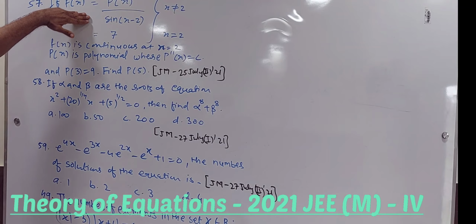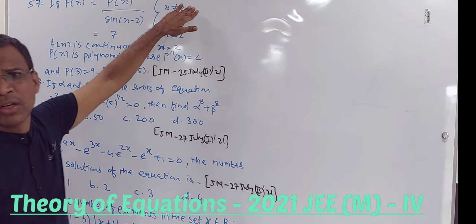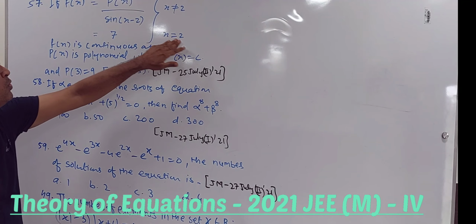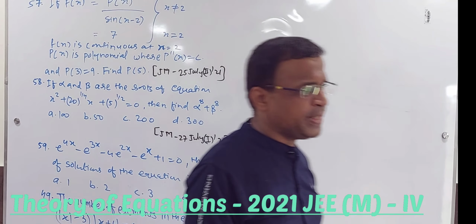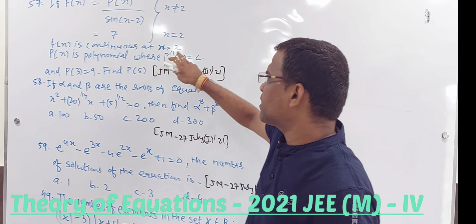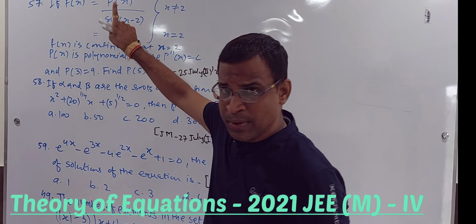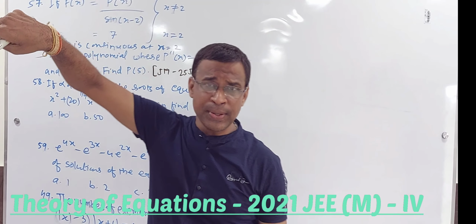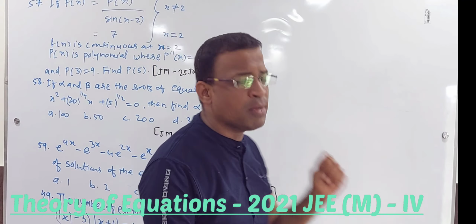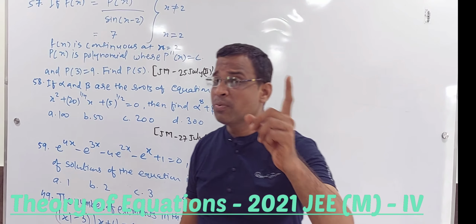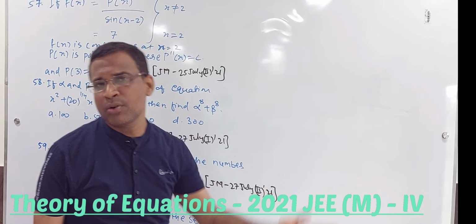So f of x is equal to p of x upon sin of (x minus 2) for x not equal to 2, and at x equal to 2 it gives you 7. So f of x is continuous, and we know the basics of continuity. f of x is continuous at x is equal to 2. If I put x is equal to 2, this becomes sin 0, meaning the denominator is 0. So the denominator being 0 is continuous only in one sense, if the numerator is also 0. 0 by 0 form, L'Hopital rule.